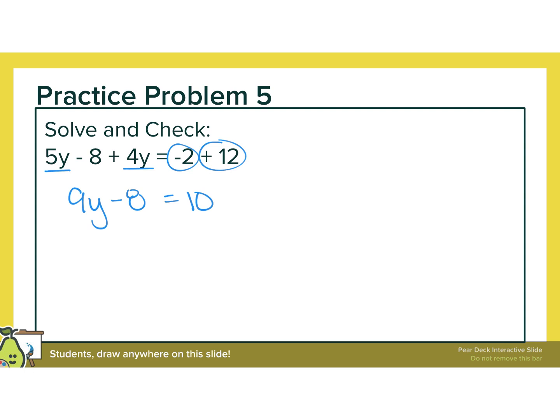Okay? Step 3 says get the variables on the same side. I only have variables on the left, so there is no step 3. Step 4, get the constants on the other side.